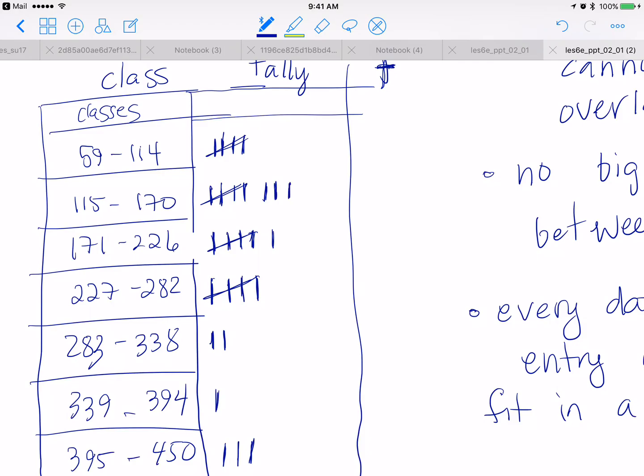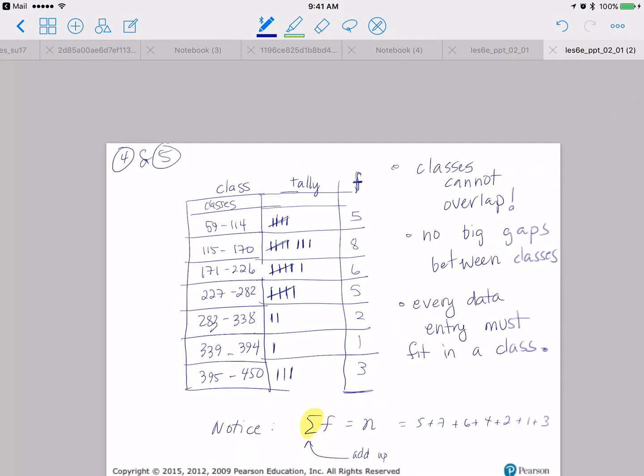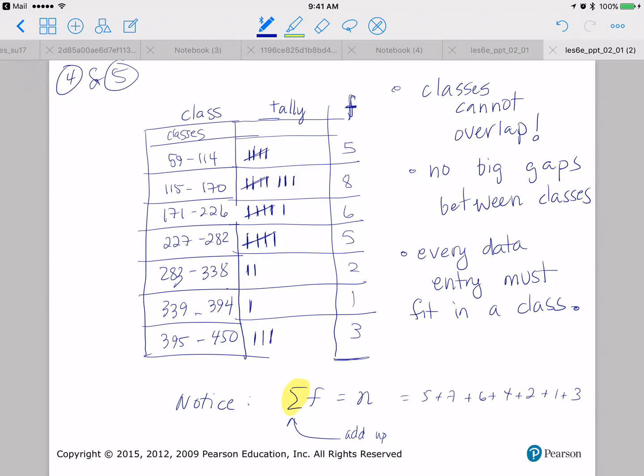Got it. All right, so let's do our F's, our frequencies. So that'll be 5, 8, 6, 5, 2, 1, 3. And what is the sum of F? 30. All right, so where did we, that was wrong. That should have been an 8. Our second class was off, and then 6, and our fourth class was off. That should have been a 5. Okay, and now we'll get 30.